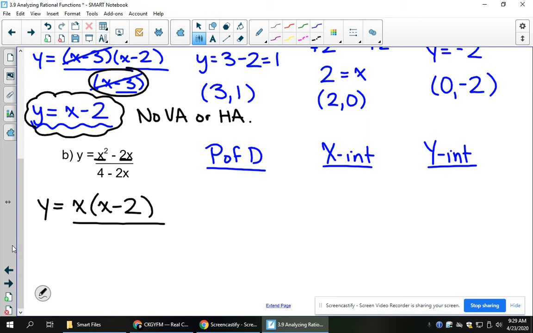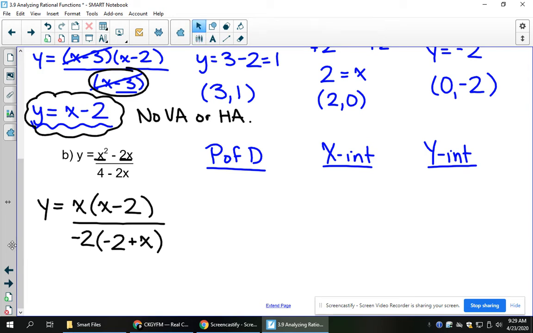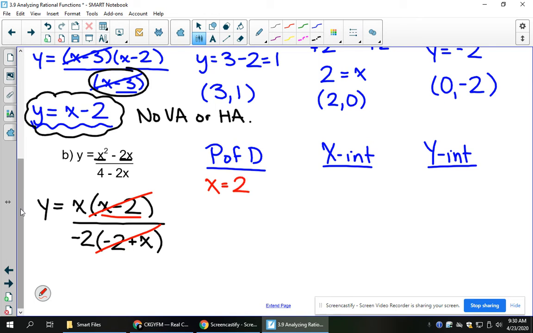The bottom is backwards of what we usually like to see. We usually like to see the x first and positive. So the trick with the bottom is I'm going to factor out a negative 2, and then I get negative 2 plus x. The reason why I did that is because I knew if I factored a negative out, these two brackets would actually be exactly the same. x minus 2 and negative 2 plus x are the same thing. Okay, so once I factor that out, I realize that my point of discontinuity is at x equals positive 2. Switch the sign.